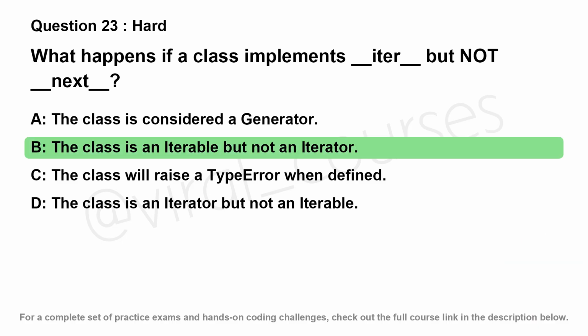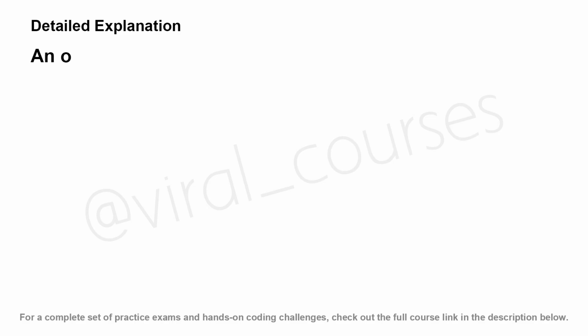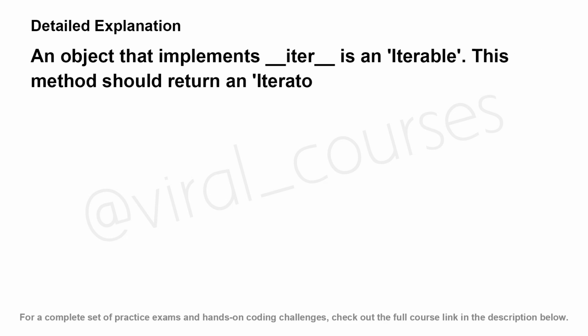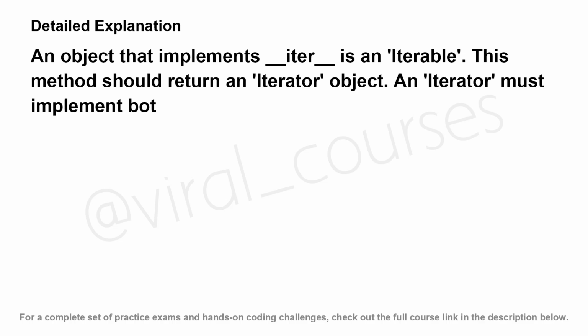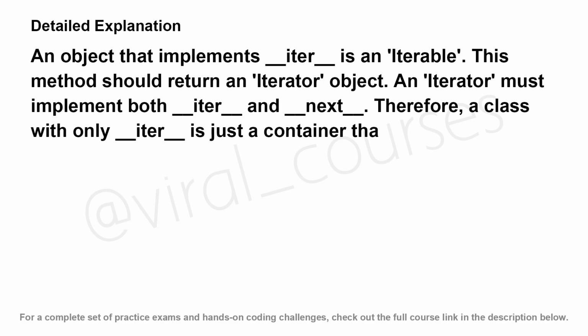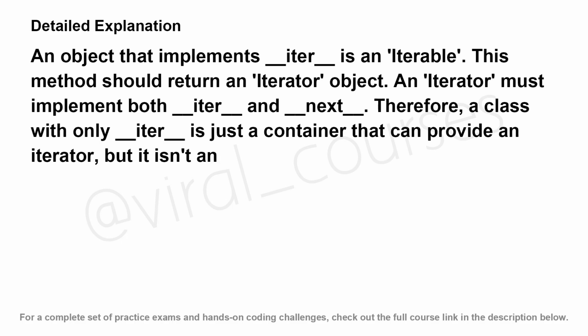The correct answer is B. An object that implements __iter__ is an iterable. This method should return an iterator object. An iterator must implement both __iter__ and __next__. Therefore, a class with only __iter__ is just a container that can provide an iterator. But it isn't an iterator itself.